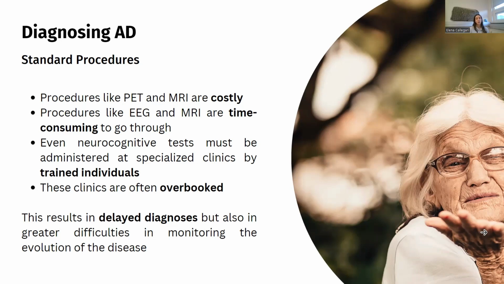So the fact that all the procedures that we have are costly and time-consuming, and the fact that clinics and hospitals are overbooked, results in delayed diagnosis. But also, once you have your diagnosis and you know that you've got Alzheimer's disease, the fact that it takes so long to take a test is causing greater difficulties in actually monitoring the disease progression properly.